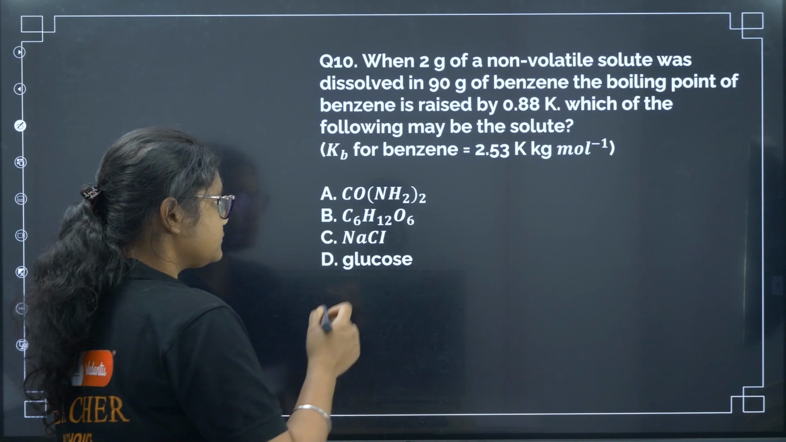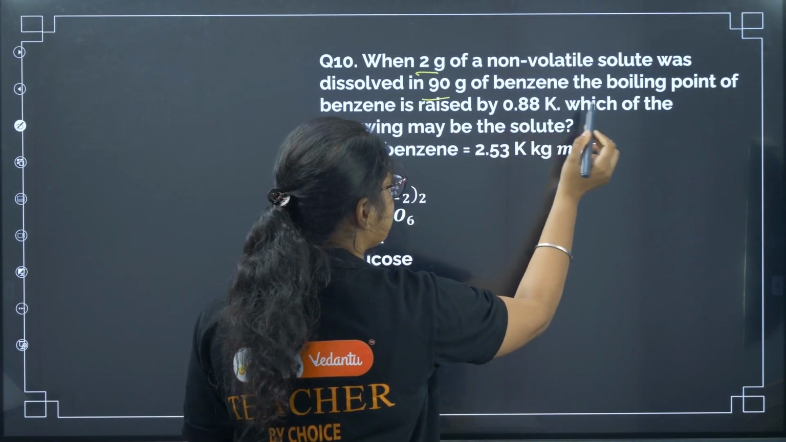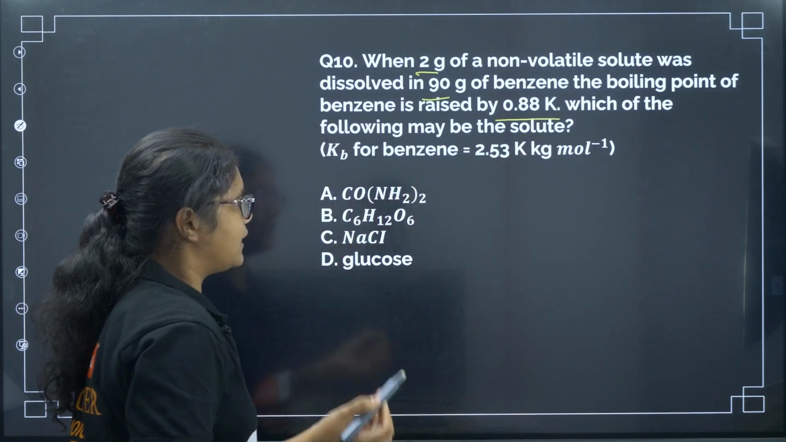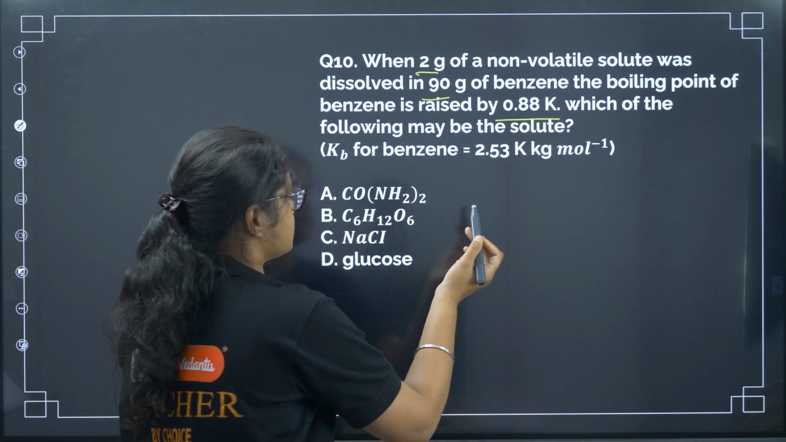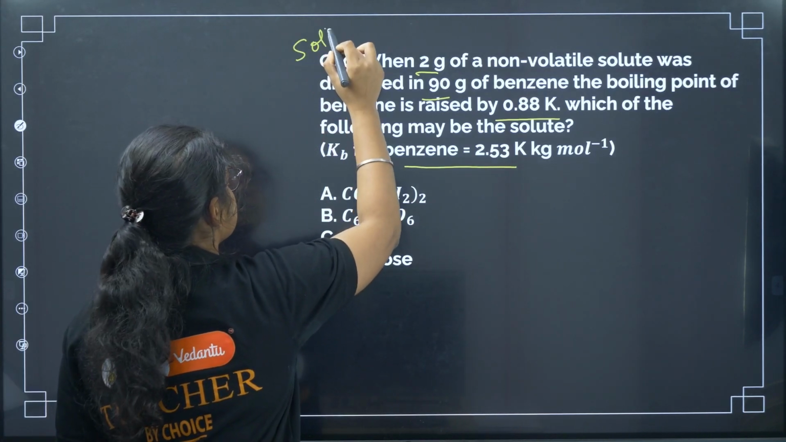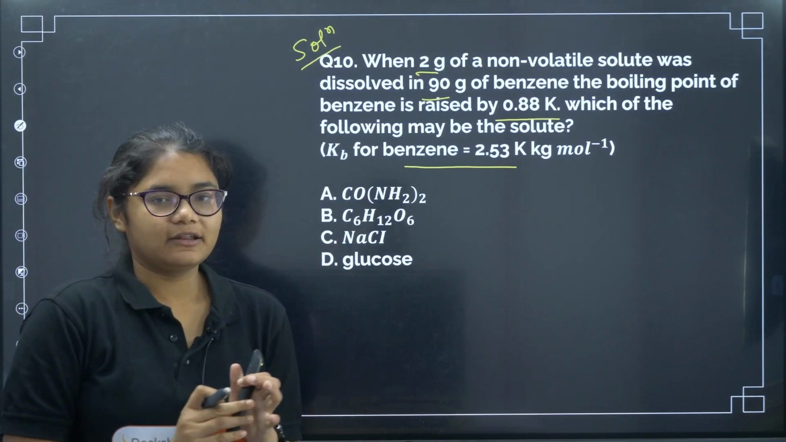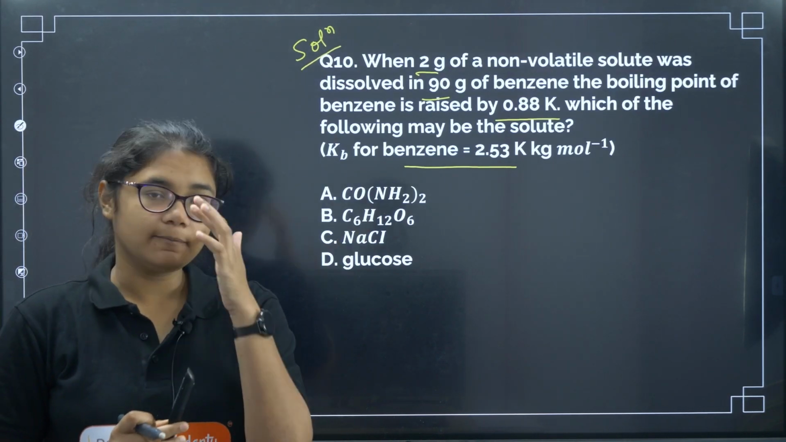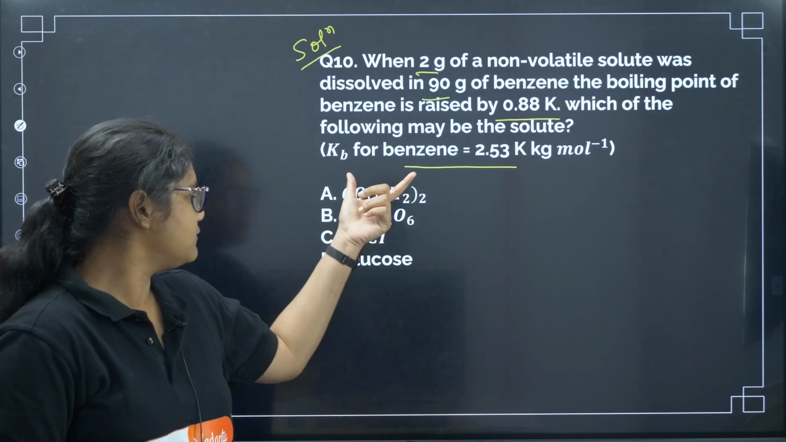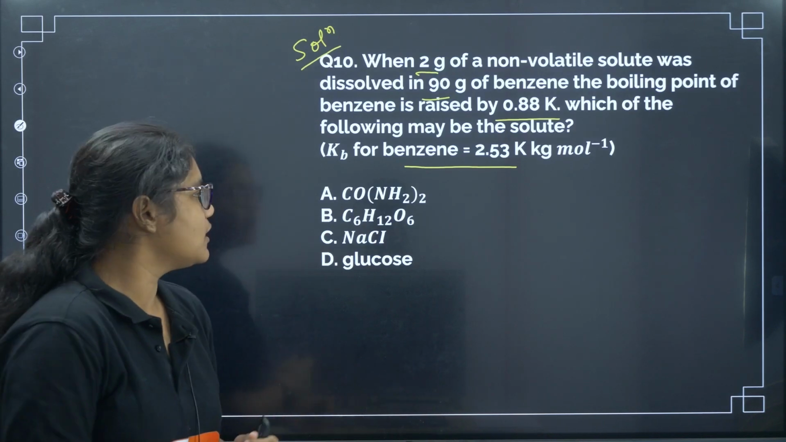Next, when 2 gram of a non-volatile solute was dissolved in 90 gram of benzene, the boiling point of the benzene is raised by 0.88 Kelvin. Which of the following may be the solute? Kb of the benzene is given. Okay, so this question is again from solutions, colligative properties, right? So first of all, when we have to identify the solute, we must know the molar mass of the solute, right? If we can calculate the molar mass of the solute, then we can check which option's molar mass matches with that one, and then we can guess the answer.